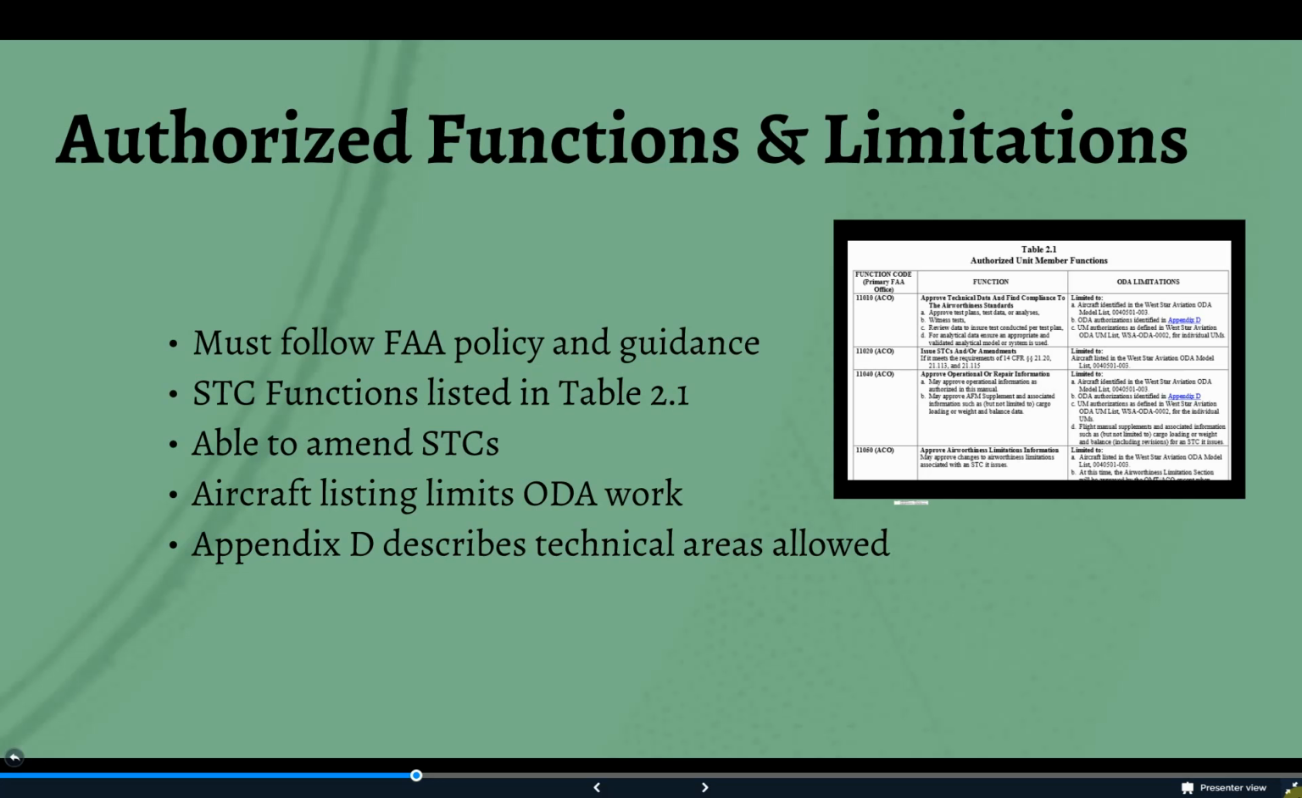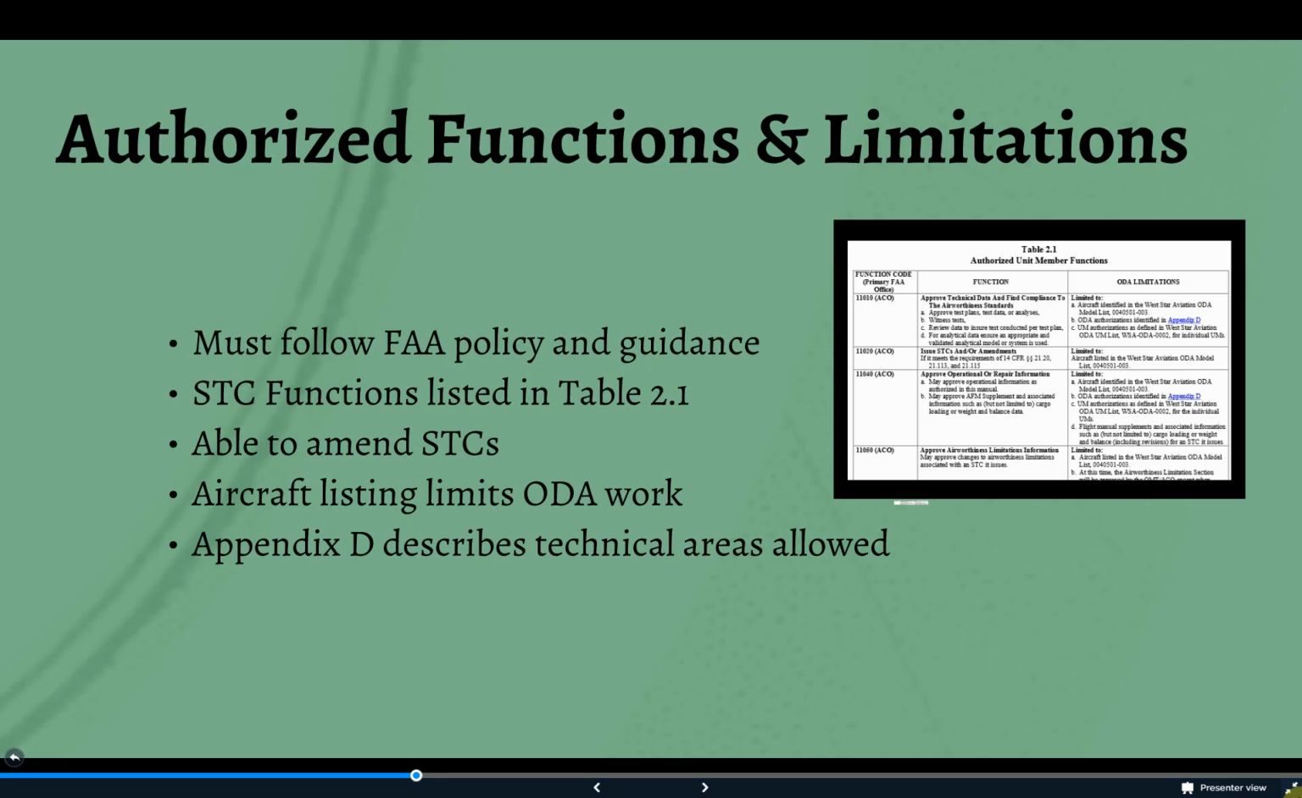To help everyone accomplish this, a monthly email is sent out to all unit members to notify you about any changes published during the month. This should not stop you from referring to the FAA's website or the Regulation Guidance Library, or RGL. Table 2.1 describes the functions that are authorized to the ODA and unit members, along with all the accompanying limitations.